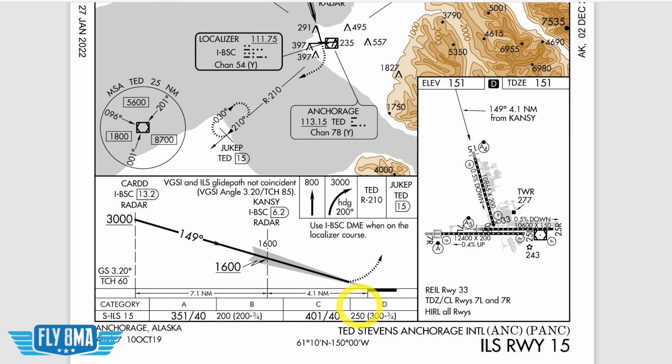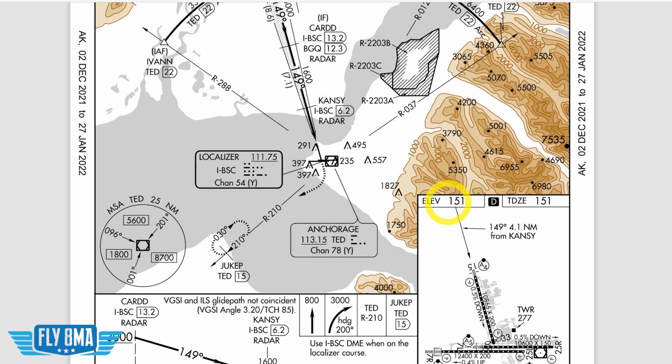We've got our category A, B, C, and D minima, the straight-in ILS minima that are published, 351 MSL, 4,000 feet RVR, that's approximately 200 feet AGL, and about 3/4 miles visibility is what it's calling for there. And then lastly here, we've got an airport elevation of 151, a touchdown zone elevation of 151.